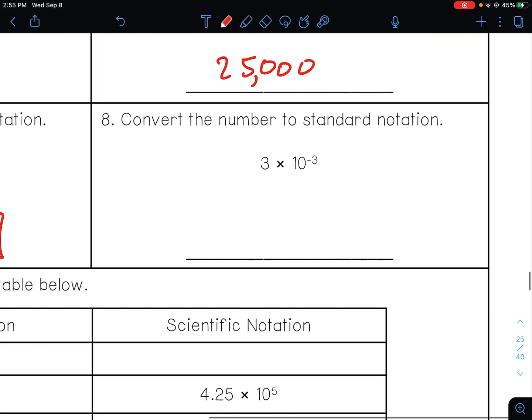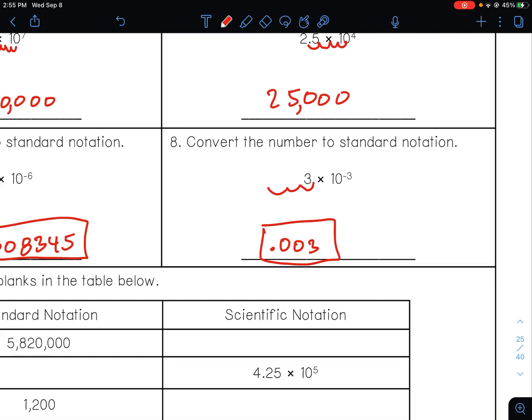Number 8, convert this to standard notation. Again, the decimal point starts here because, you know, with 3, you have an invisible decimal point there. You want to make this smaller, so you go 1 space and then 2 more. So add 2 zeros, 1, 2. And you write that 3, 1, 2, 3. And then that's it. That's your answer.